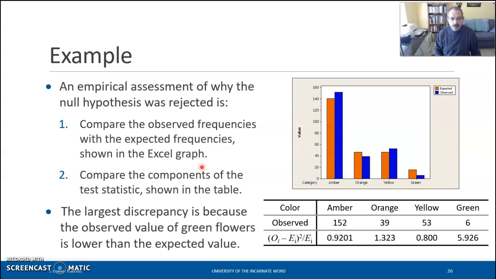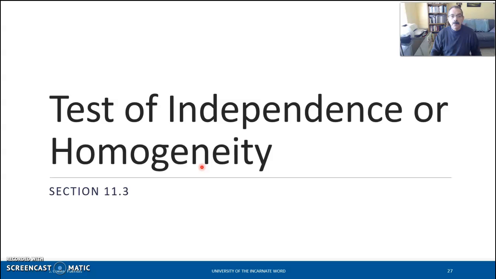All right, in the next section, we'll talk about the test for independence and homogeneity.